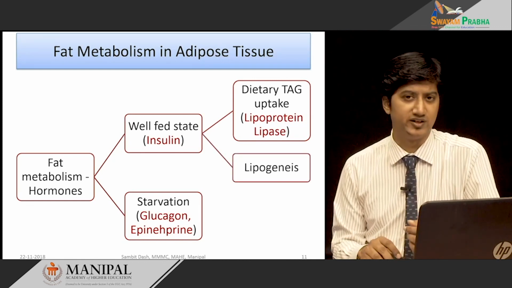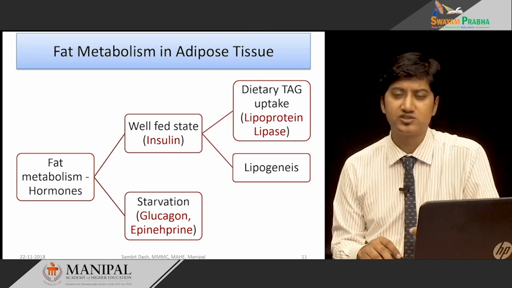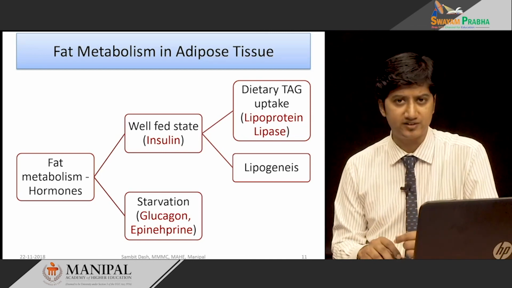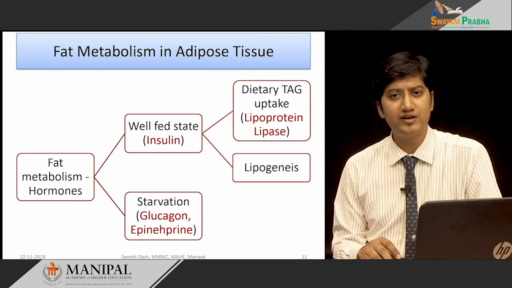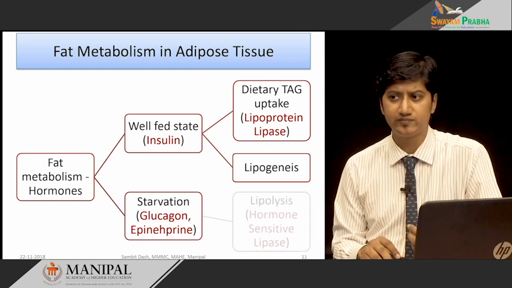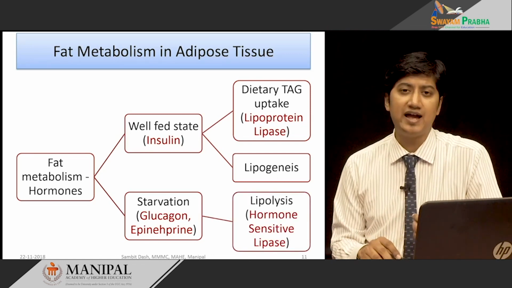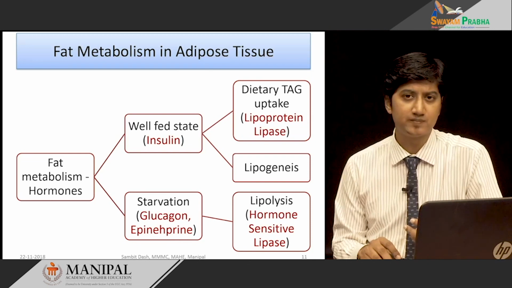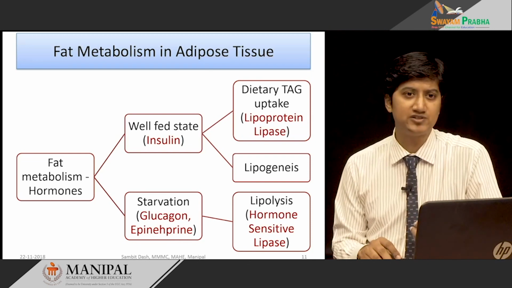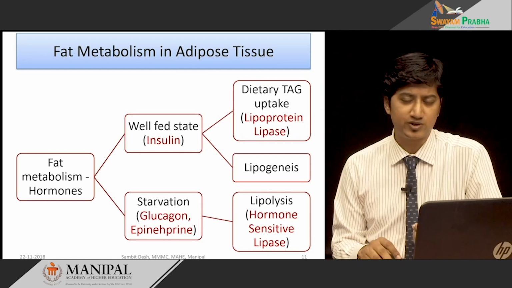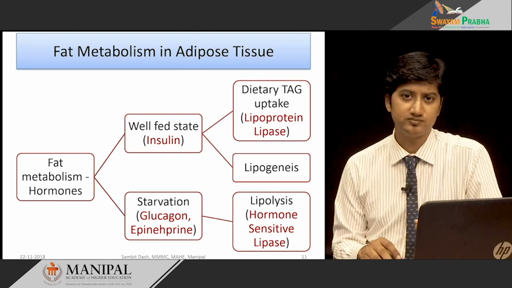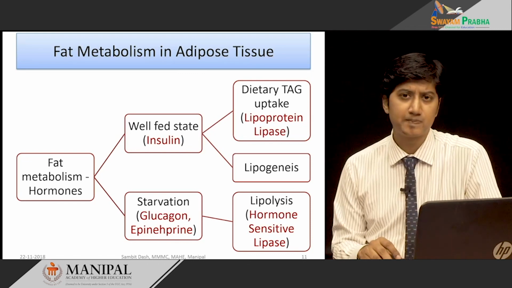Under the influence of insulin again, lipogenesis or synthesis of fat is upregulated. In a starvation state, where hormones like glucagon and epinephrine are high in quantity, the activation of the key regulatory enzyme, hormone sensitive lipase, happens, and this hormone sensitive lipase is essential for the process of breakdown of TAG or lipolysis.